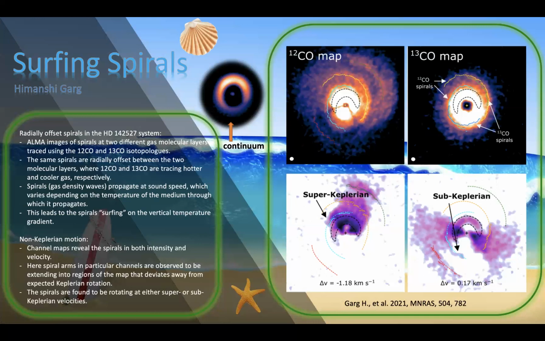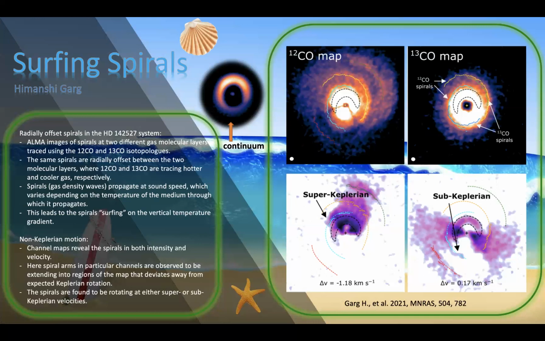Being gas density waves, the spirals propagate at sound speed, where the sound speed is dependent on the local temperature of the medium the wave is propagating through. Therefore, the presence of a non-zero vertical temperature gradient implied that the speed at which the spirals were propagating outwards varied between the two tracers.